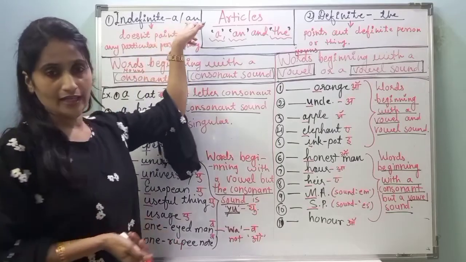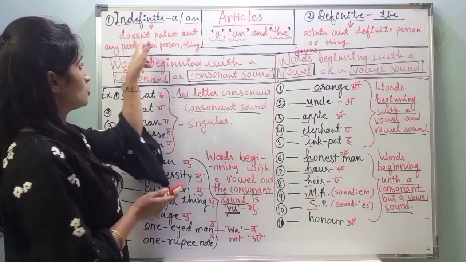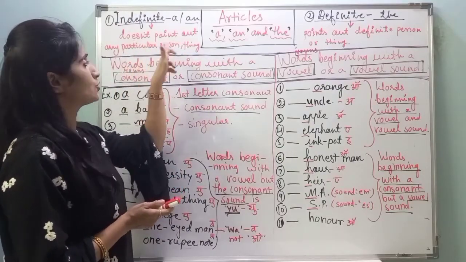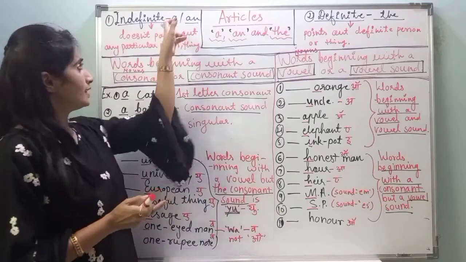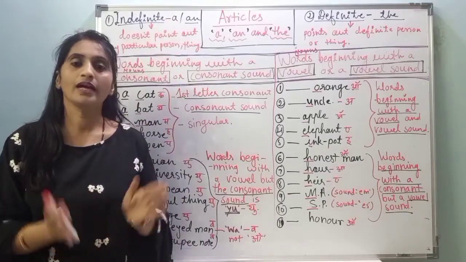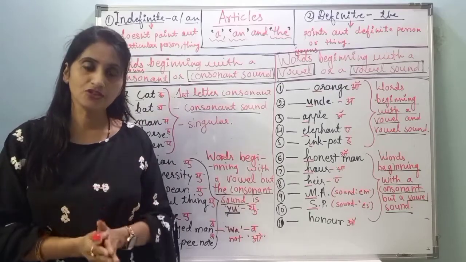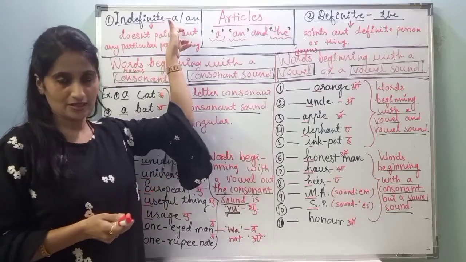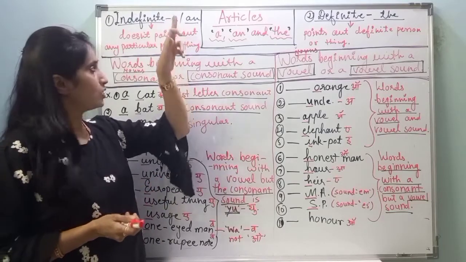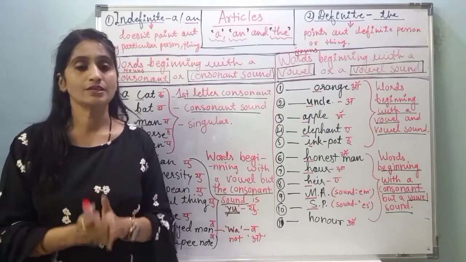A or an is called the indefinite article because it does not point out any particular person or thing. Then how can we define indefinite article? An article which does not point out any particular person or thing is called the indefinite article. Okay, so a or an is called the indefinite article.